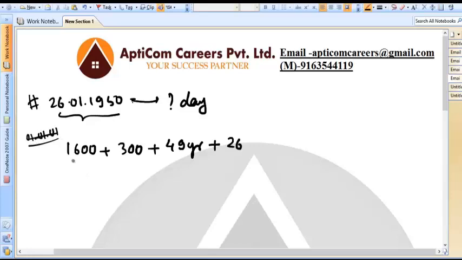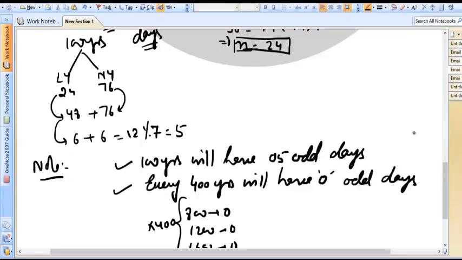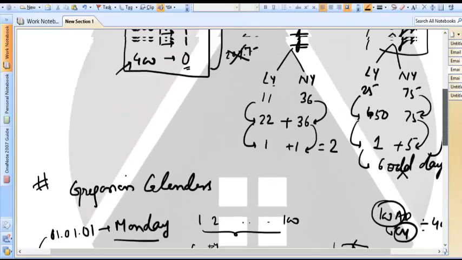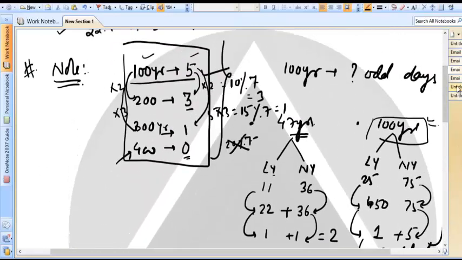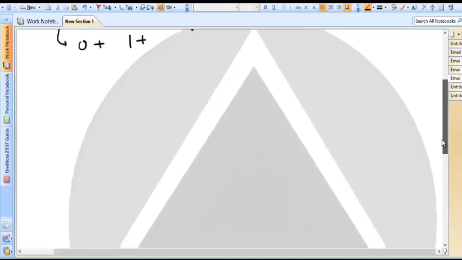So in 1600 years, how many odd days? 0. In 300 years, as I had already written, it will have 1 odd day. So you can write 1. Now for 49 years, I can do it in rough. So again, leap year, normal year. How many leap years will be there in this?